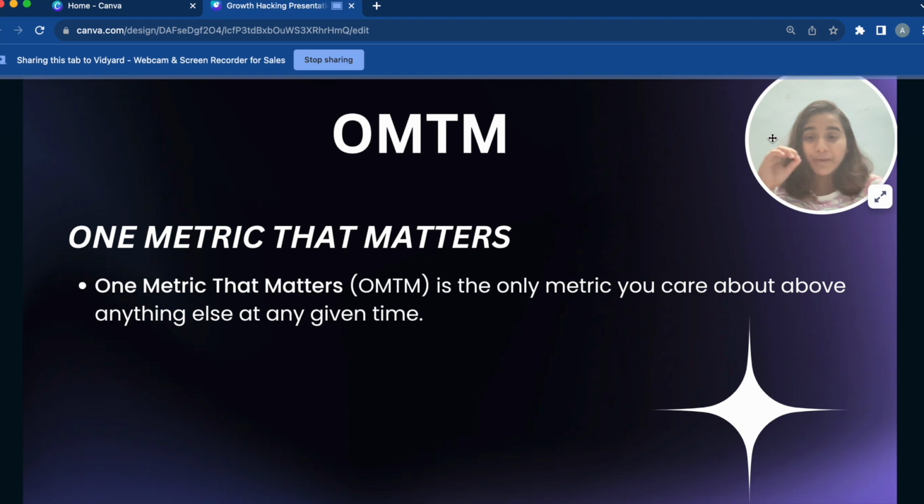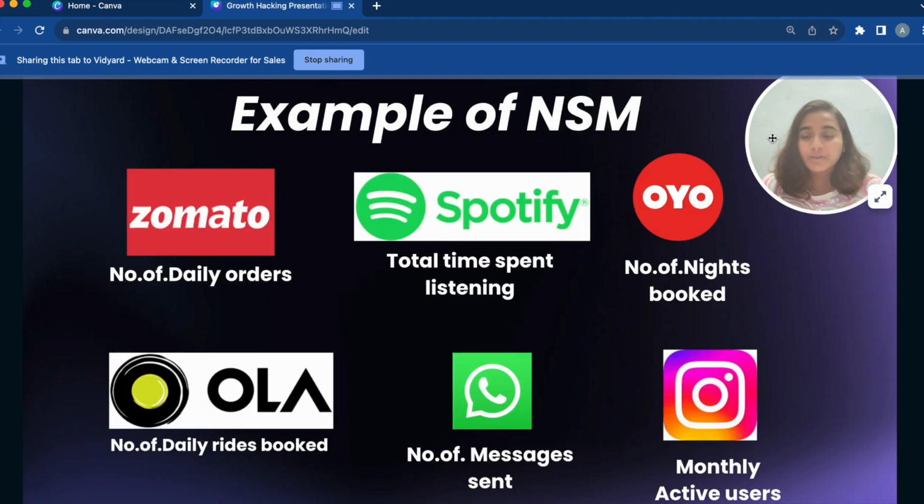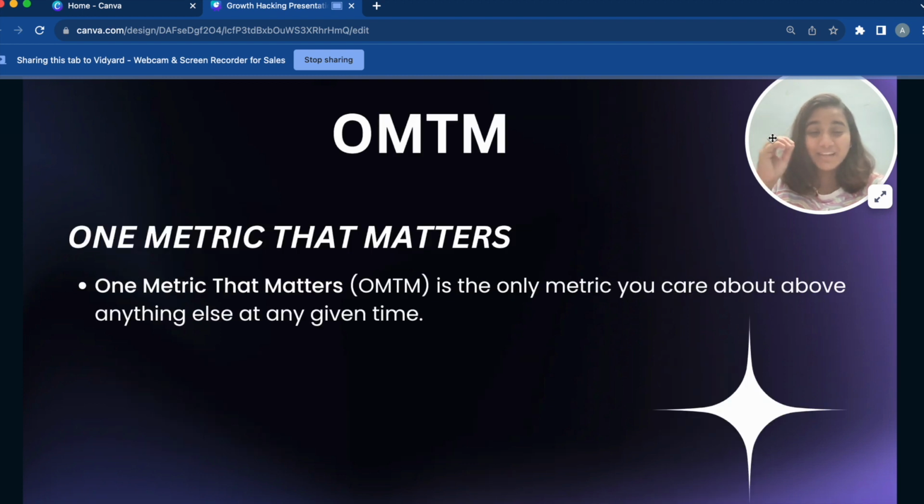Then here comes the OMTM, which is One Metric That Matters. One Metric That Matters is the only metric you care about above anything else at a given time. So now let's try to understand what is OMTM and what is NSM. For example, the NSM is the number of daily orders. Obviously, not every team in Zomato is working towards increasing the orders. They would have a support team, a brand marketing team, and a lot of other teams. That's why we have to understand what exactly OMTM is: one metric that matters.